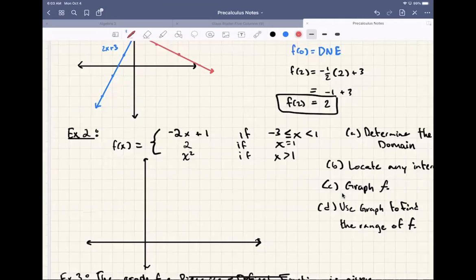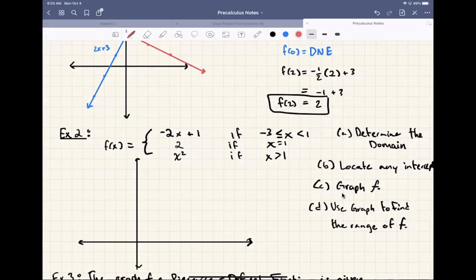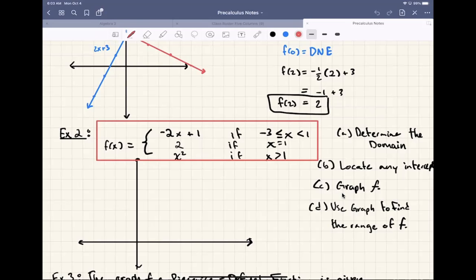All right, in the next problem you're going to notice that our piecewise defined function is actually defined by 3 parts. There's negative 2x plus 1 if x is less than negative 3, then it's going to be 2 if x equals 1, and it's going to be x squared if x is greater than negative 1.